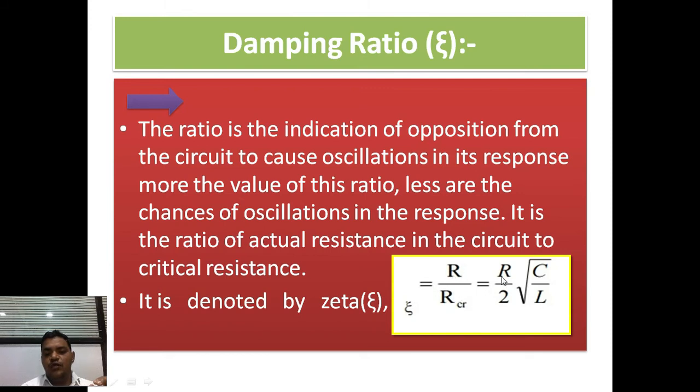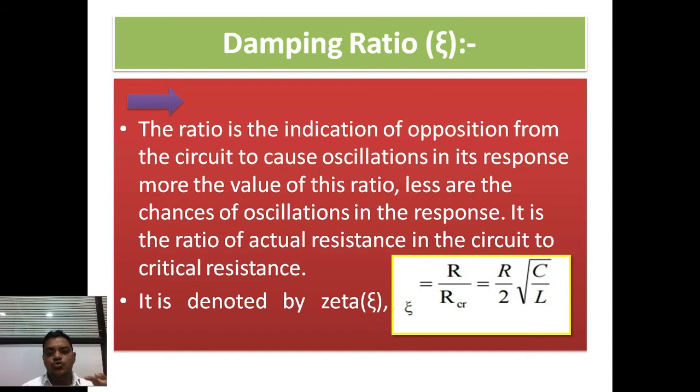The value of R is given as it is, and the critical resistance is equal to 1 upon 2 square root of C upon L. So the damping ratio is represented here as zeta, which is equal to R upon R critical, which is equal to R upon 2 under root of C upon L. So it is the opposition of the circuit.